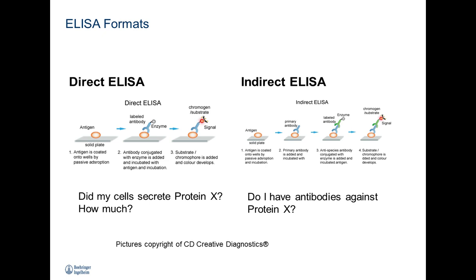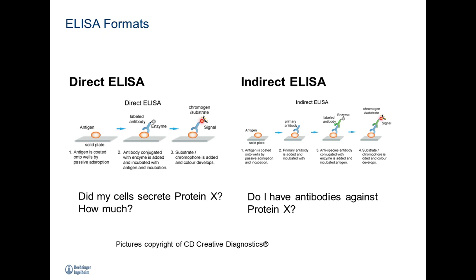Direct ELISAs are less flexible since a specific conjugated primary antibody is needed for each target protein that you want to analyze. And as there is no secondary antibody used, there is no signal amplification. This reduces assay sensitivity.